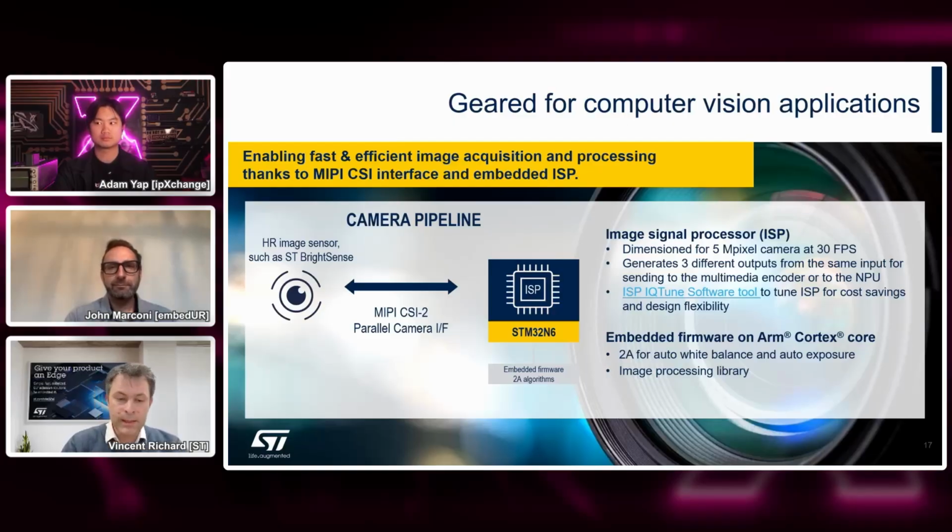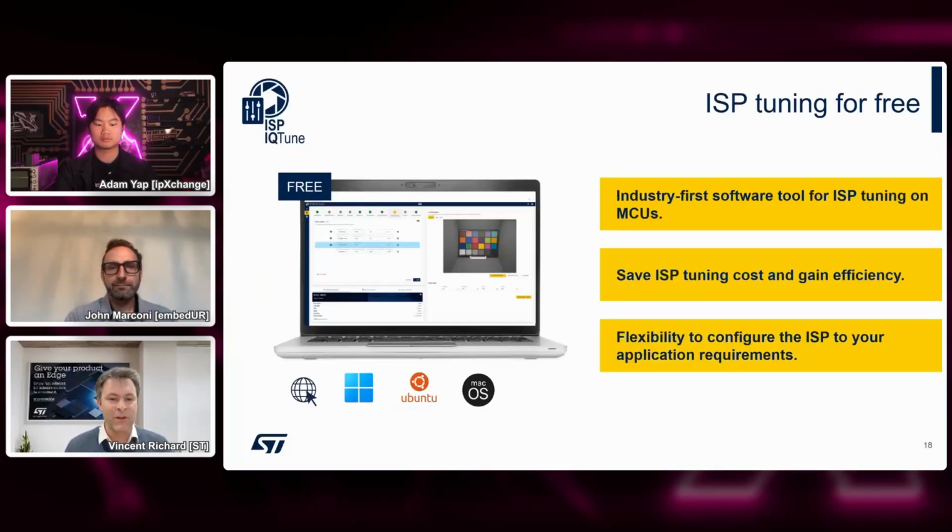So let's move to the next page about the ISP tuning software, one of my favorites. ST offers a unique ISP tuning tool available on st.com for free called STM32 ISP IQ Tune. That's the first software tool for microcontrollers to be able to tune an ISP for a particular CMOS image sensor and its lens without the need of external or third-party expertise, or internal but very extensive expertise from your company.